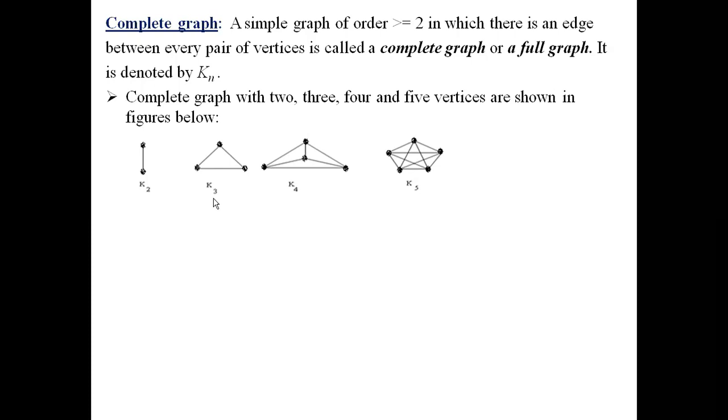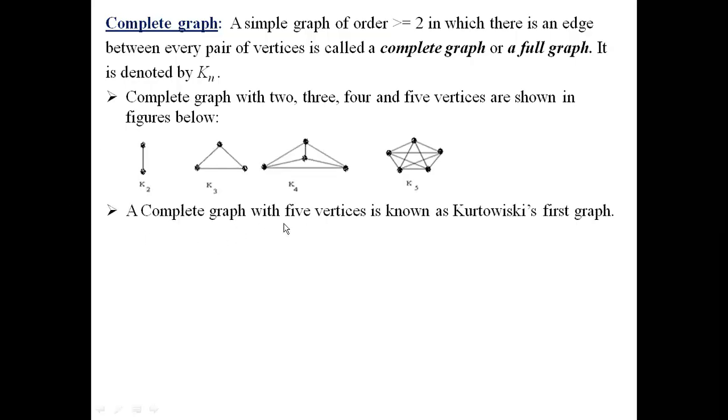Next, I've taken K3. So 3 vertices, and joining all the 3 vertices by edges, we can draw the graph for K3, which forms a triangle. Then we have K4. So 4 vertices are considered. There should be an edge between every pair of vertices. If you consider this as one pair, there should be an edge between it. Another pair of vertices, there should be an edge between. So like that, we draw K4, a complete graph with 4 vertices. Similarly, K5 with 5 vertices, joining every pair of vertices by an edge.